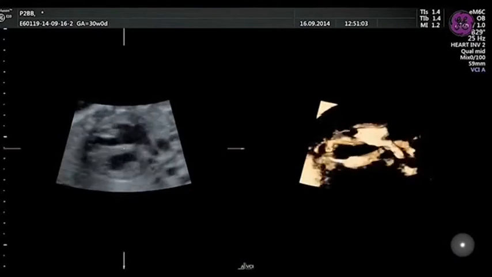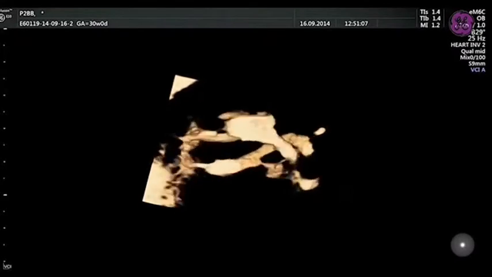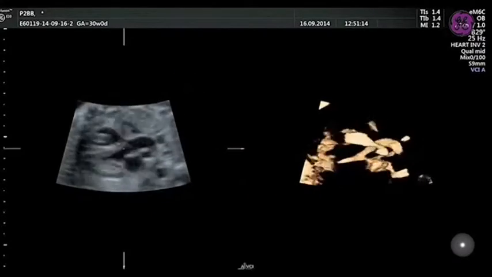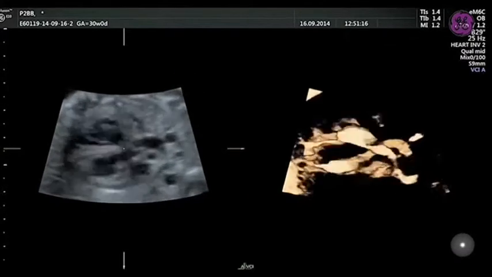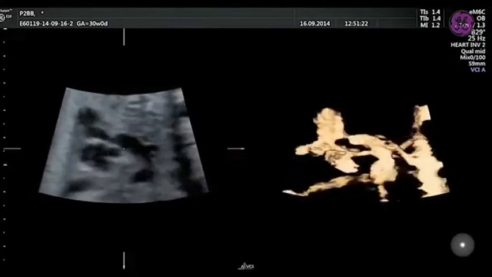And this is the result. It's done in real time with 25 frames per second, and you can show the crossing of the great arteries. You can do it in real time. If you rotate the probe, you can follow the aortic arch and the aorta.